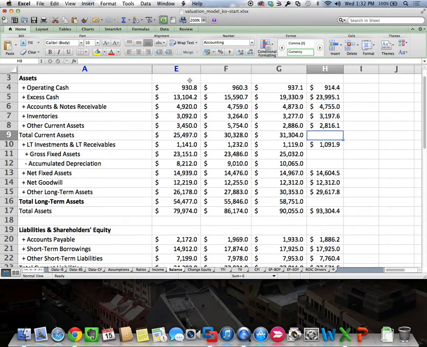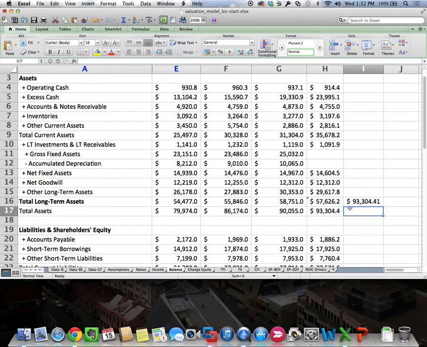Now I'm ready to sum up my current assets. Now I'm ready to sum up my long-term assets. Equals current plus long-term. And notice that these two balance. So I now have a balancing balance sheet. I don't have Excel telling me I have a circular reference.